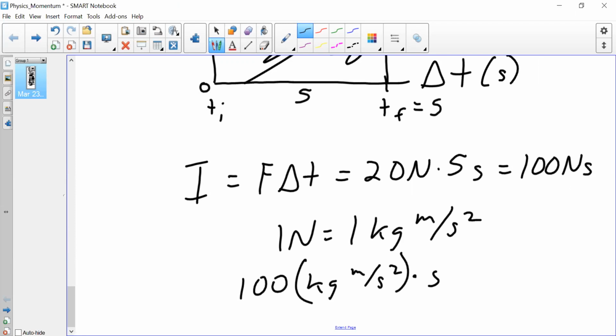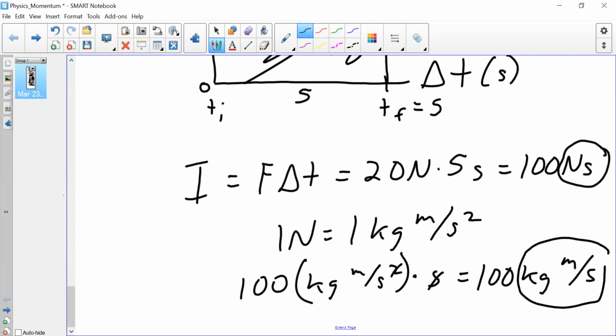This right here was a newton. And so one of these seconds goes away here. And so I can also say that this is 100 kilogram meters per second, which are the units of momentum. Momentum is mass times velocity. So it just goes back to say that impulse is a change in the same units. Impulse is a change of momentum. I can express it as newton seconds or kilogram meters per second. It's the same thing. We can see that by substitution.